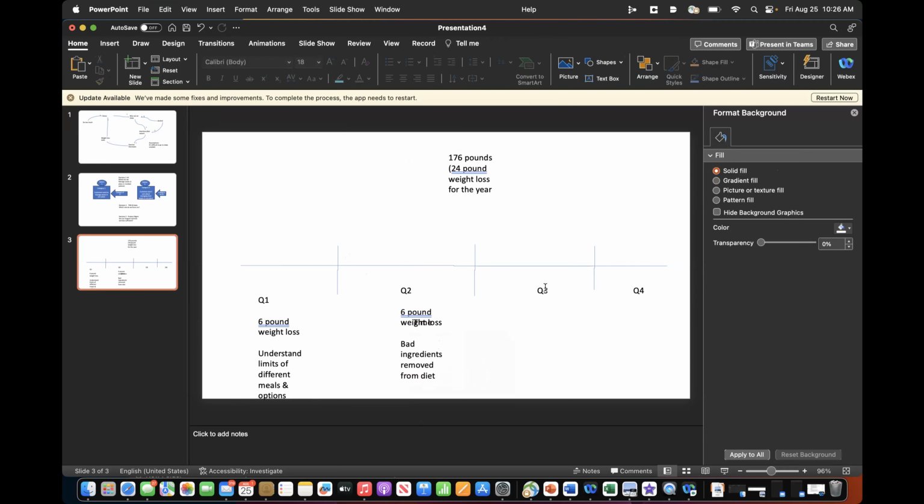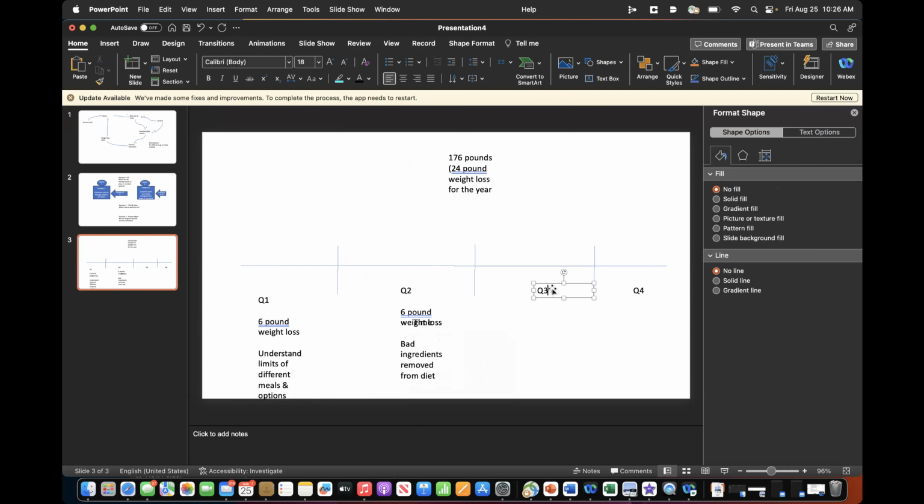And then maybe in Q3, again, I still need a 6-pound weight loss. But instead of just removing these bad things from my diet, now I've started limiting the calories, right? So caloric limits incorporated per meal.